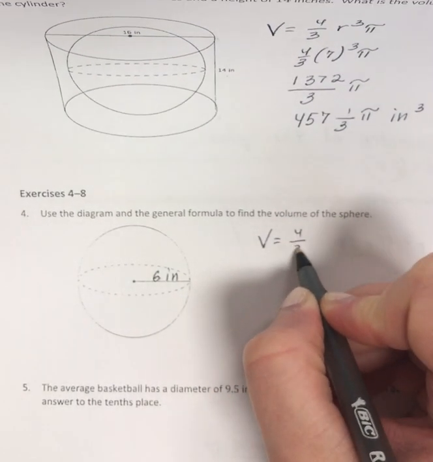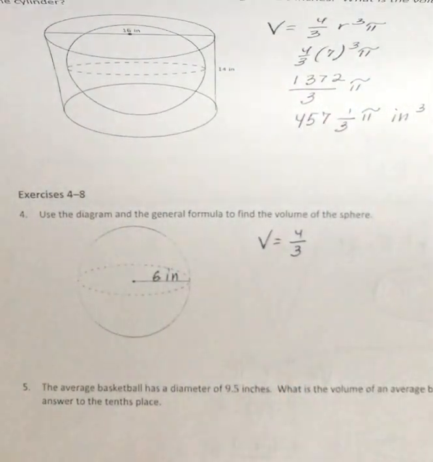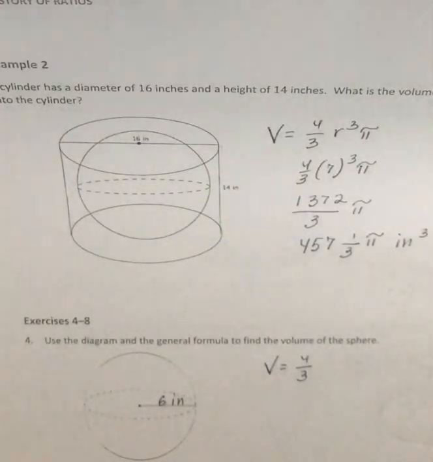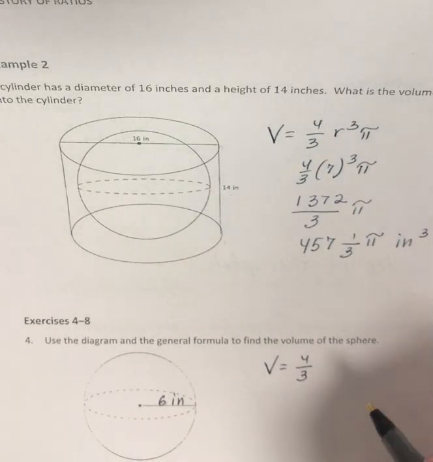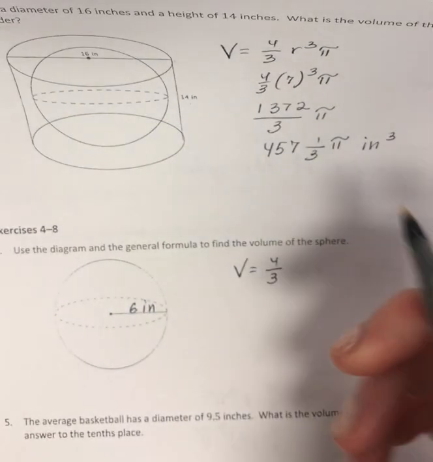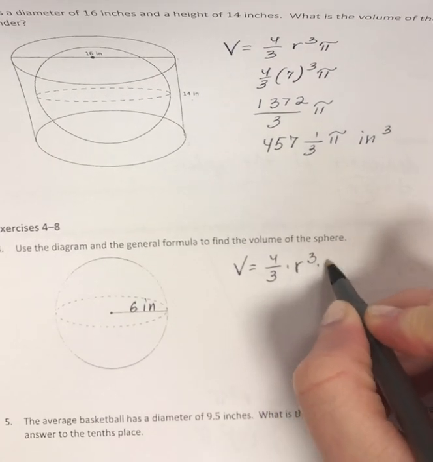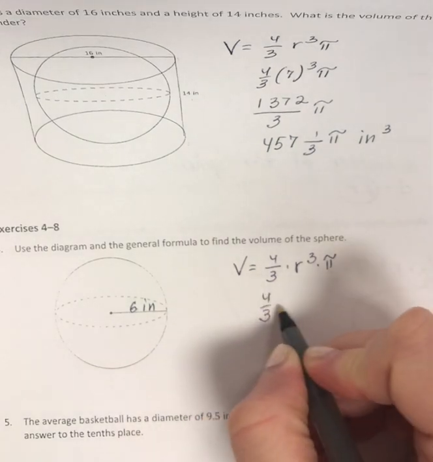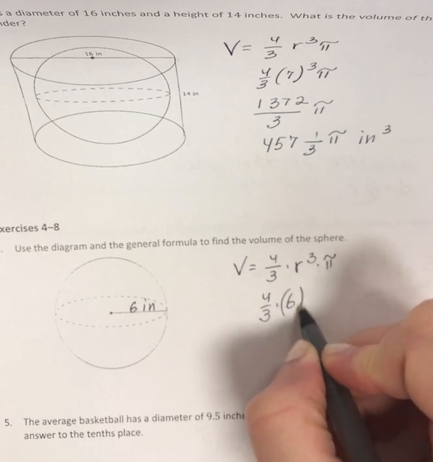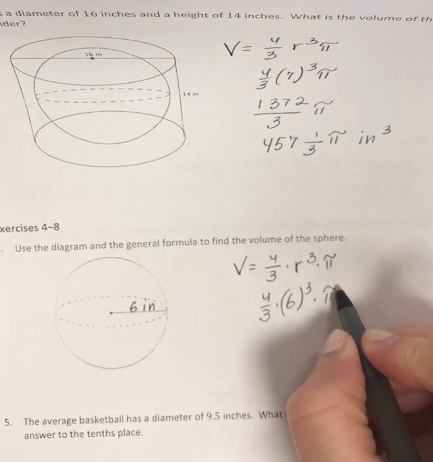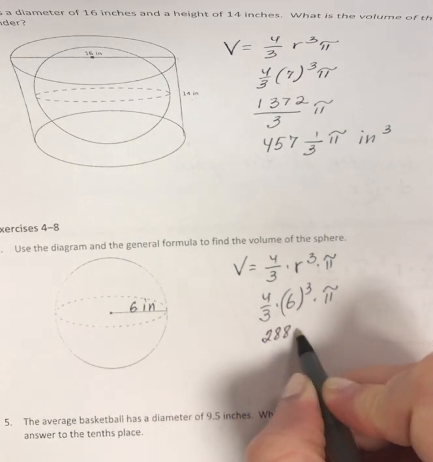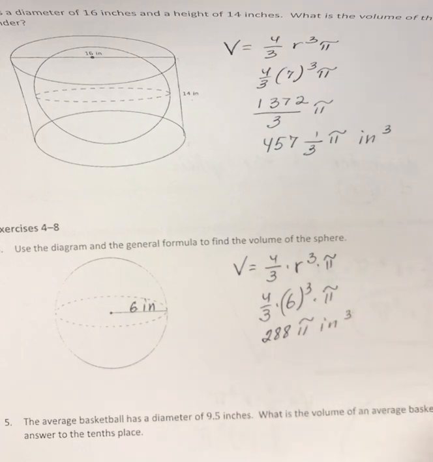Volume equals 4/3 times radius to the third power times pi. That's our formula. Now let's put the numbers in. 4/3 times 6 times 6 times 6 times pi, which is 288 pi inches to the third power.